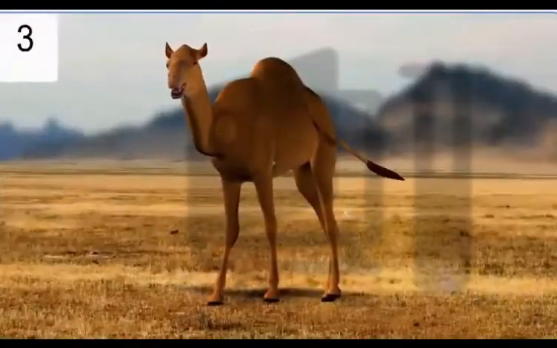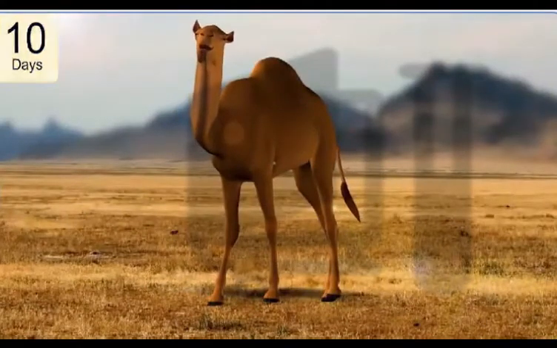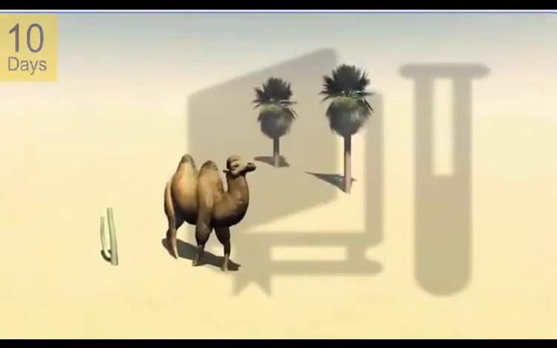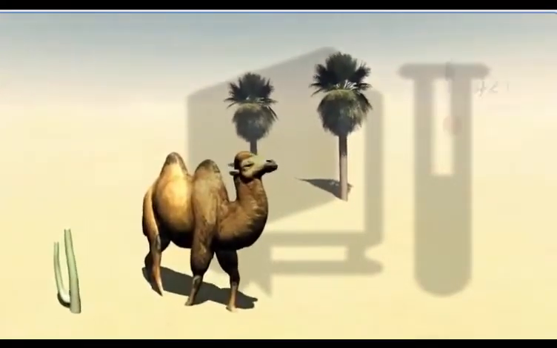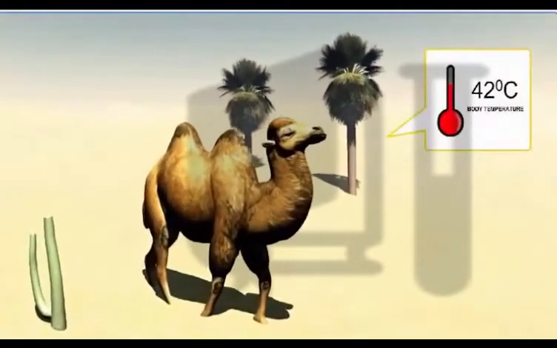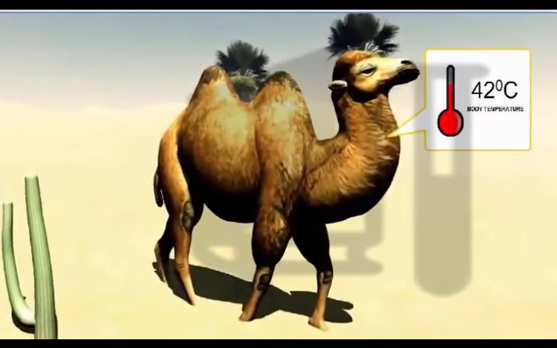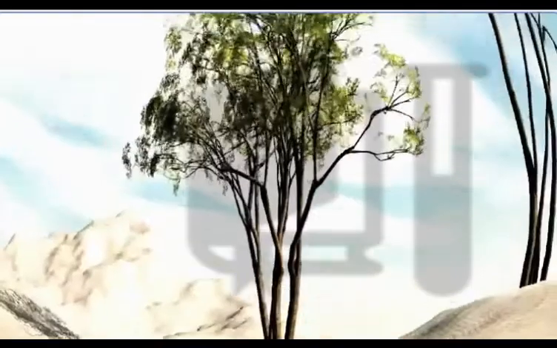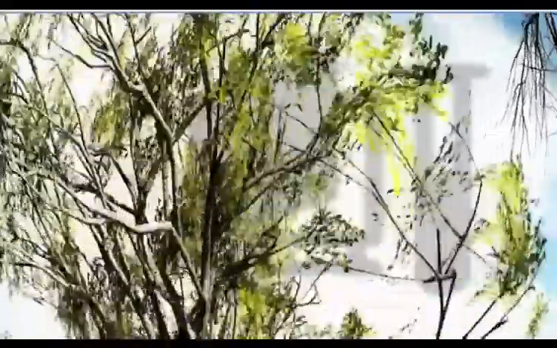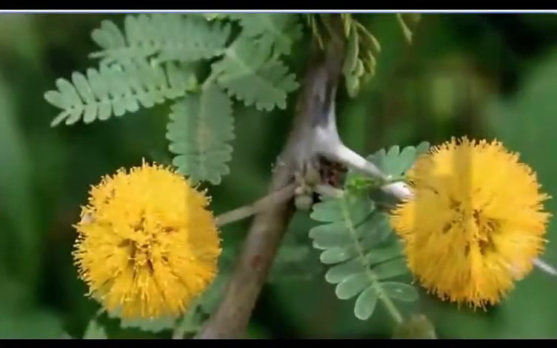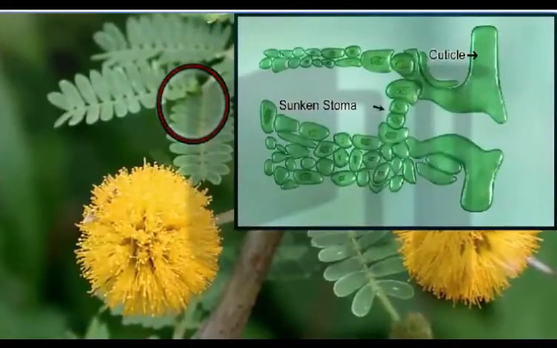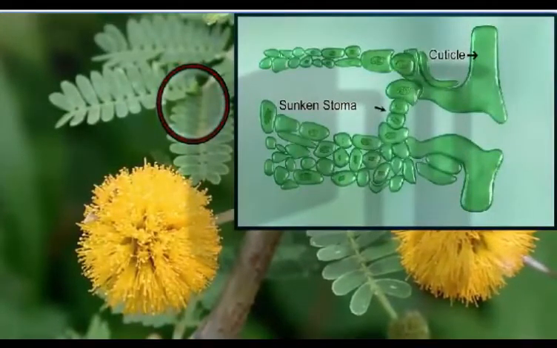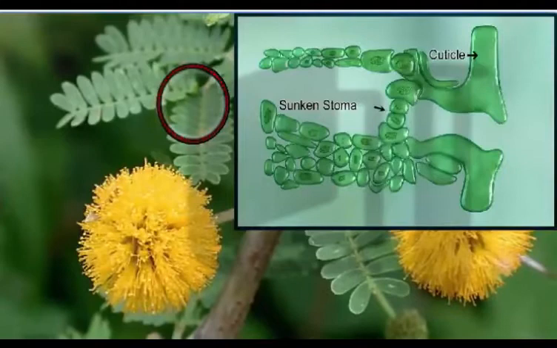Likewise, the camel can also survive without water for 10 days at a stretch and is capable of raising its body temperature to nearly 42 degrees Celsius to prevent the loss of water. Similarly, many desert plants have a thick layer of cuticle on their leaves with their stomata embedded in deep pits to reduce the loss of water through transpiration.